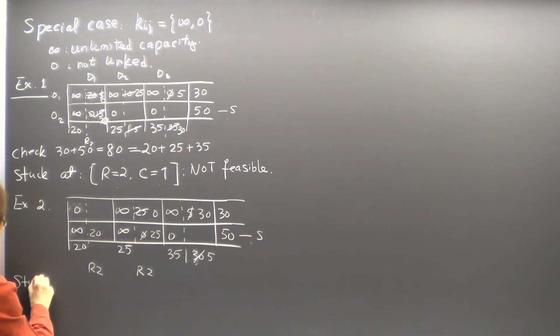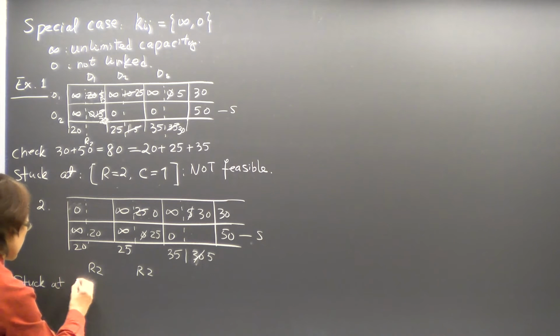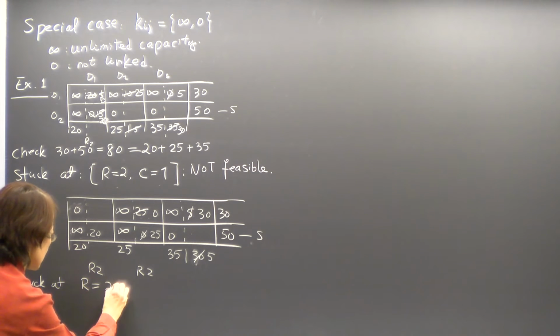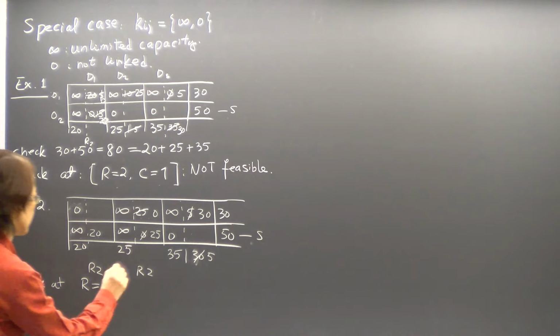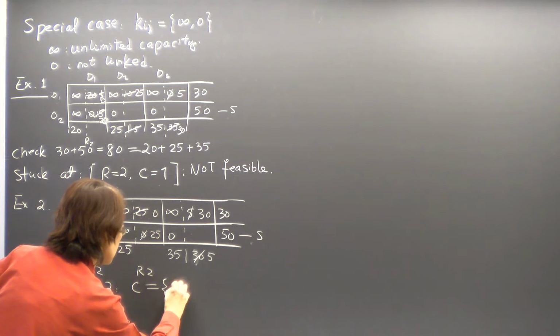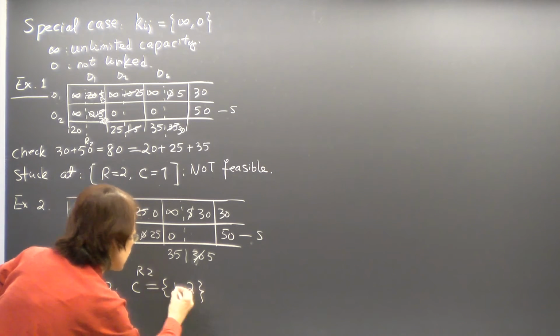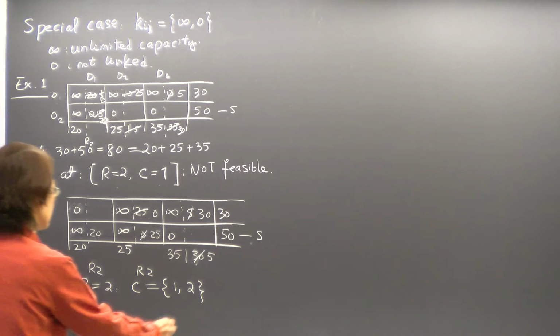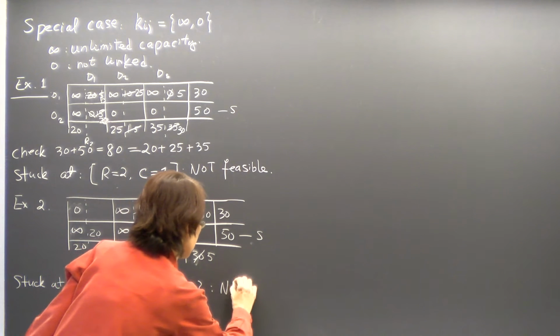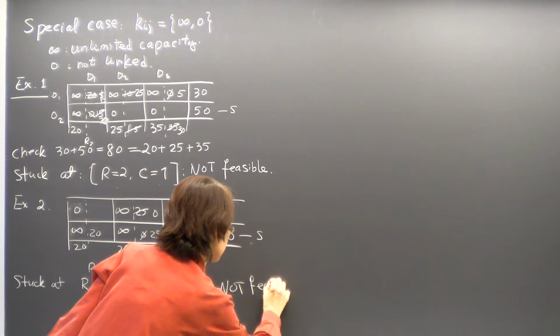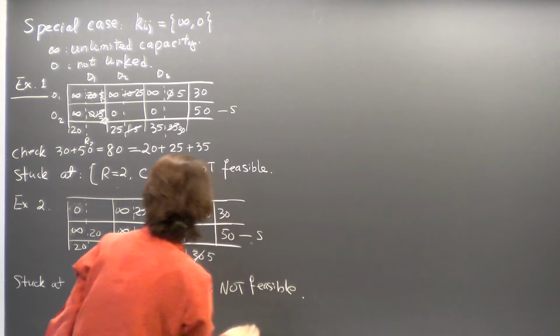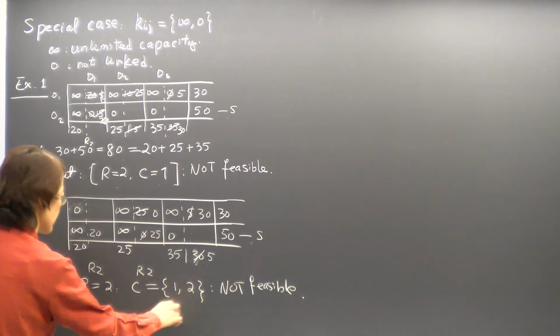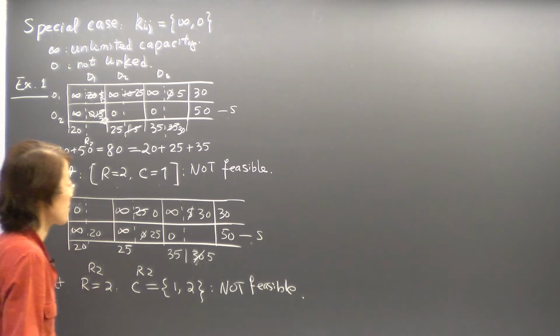Okay, so stuck at R equals 2. That's the second row. But for the column, I actually have two locations, 1 and 2. Both of them make me stuck, and I just cannot go at all. Is that clear, how to find these indices? And then you conclude that this is, again, not feasible. And this information, the indices, we would need.